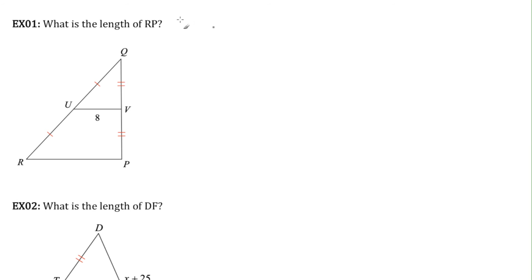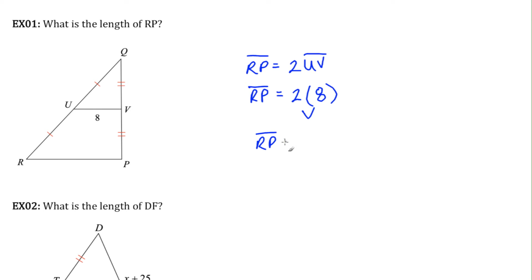So let's use this. What's the length of RP? RP is this longer one. So we know that RP is 2 times UV. Triangle, midpoints, right? So we know that RP is equal to 2 times 8. So RP is equal to 16 units. We don't know what those units are, if they're centimeters or whatever, but whatever they are, it's equal to 16 of them.